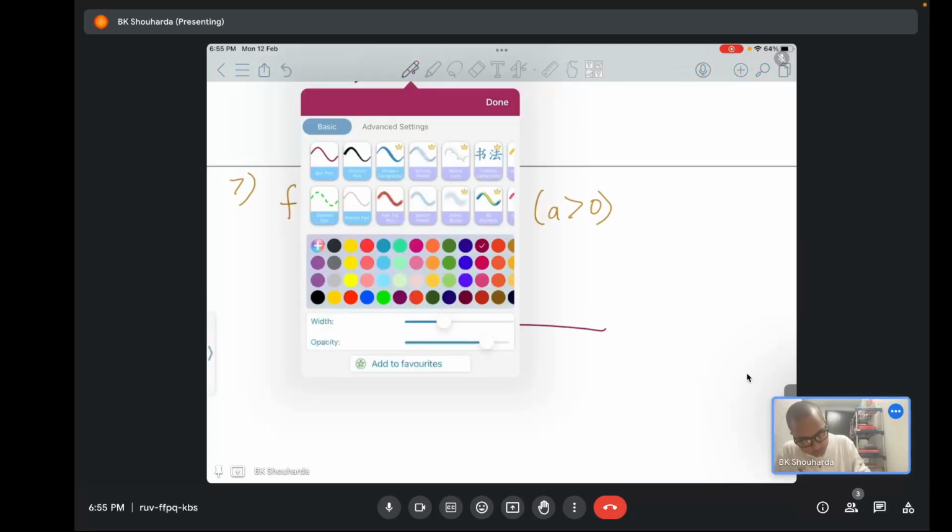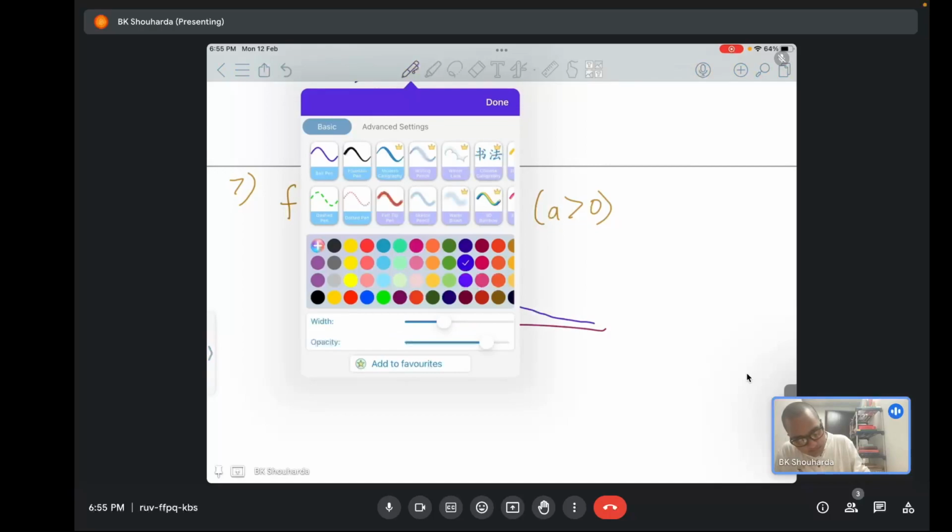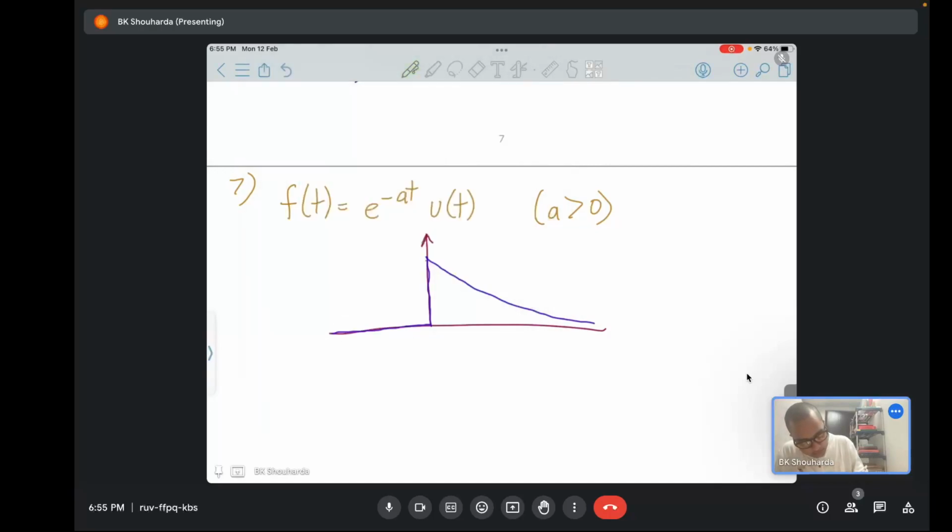Initially it is 0, it suddenly jumps up to the value 1 and then it decays. In the same way, we have the decay for different values of a, they will decay differently.